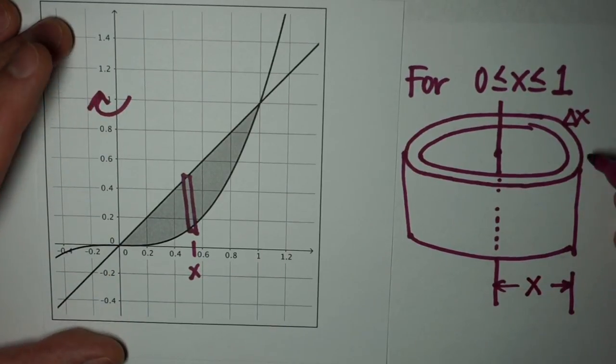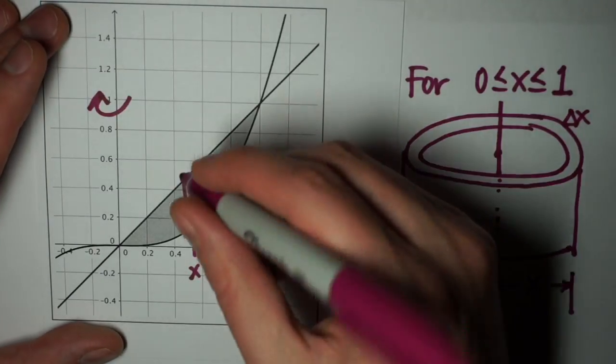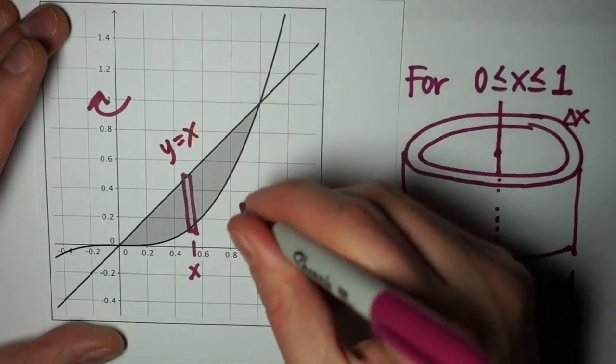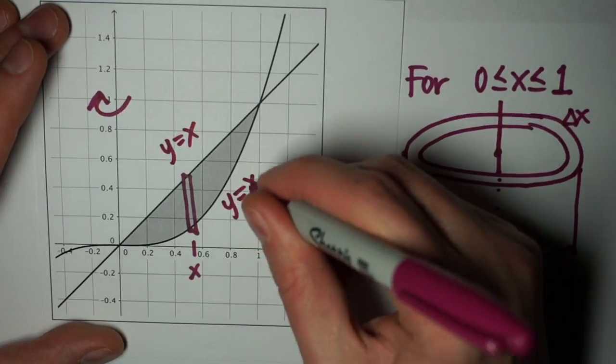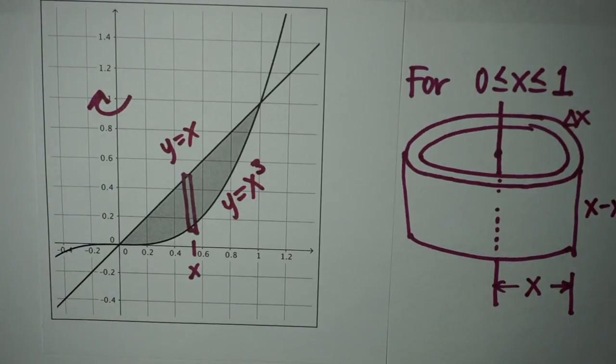My height is going to come from the function itself. And given a value of x, I have functions that represent both the upper part of this rectangle and the lower part. y equals x for the upper, and y equals x cubed for the lower. And so if I subtract them, that'll tell me the height of my rectangle that I'm moving, x minus x cubed.